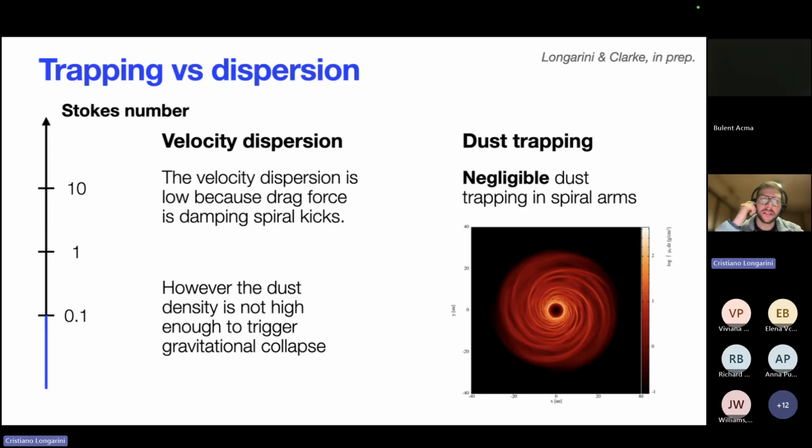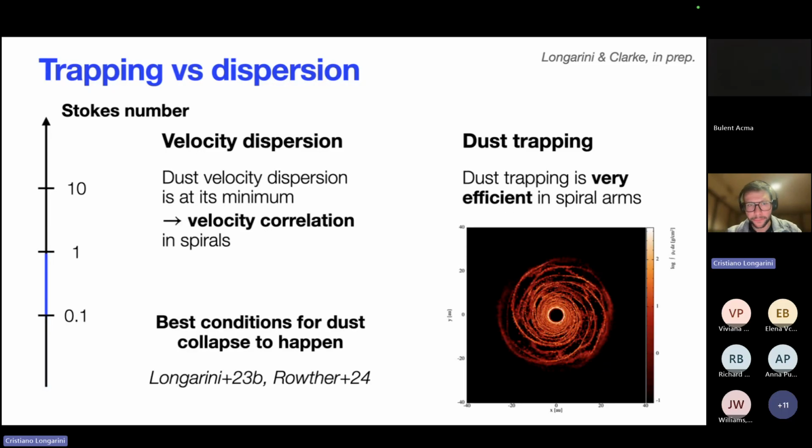So for Stokes number lower than 10^-1, the idea is that the velocity dispersion of dust grains is low because the drag force is damping the kick from the spiral arm. However, for such small Stokes number, dust trapping is not really efficient. And so the idea is that here the dust is not really concentrated inside spiral arms because it's just tracing the behavior of the gas.